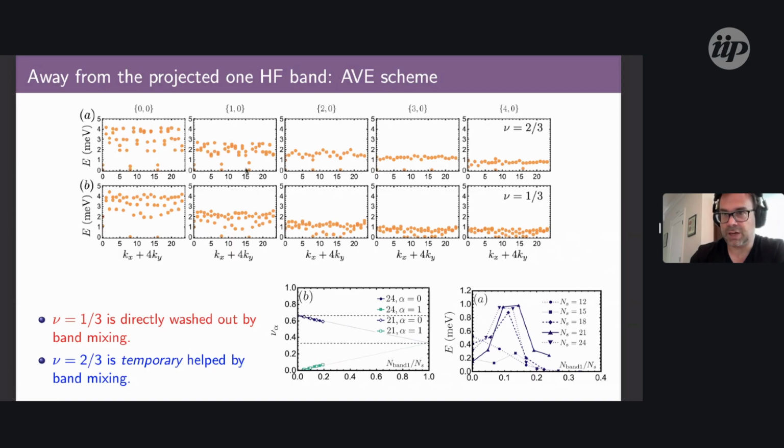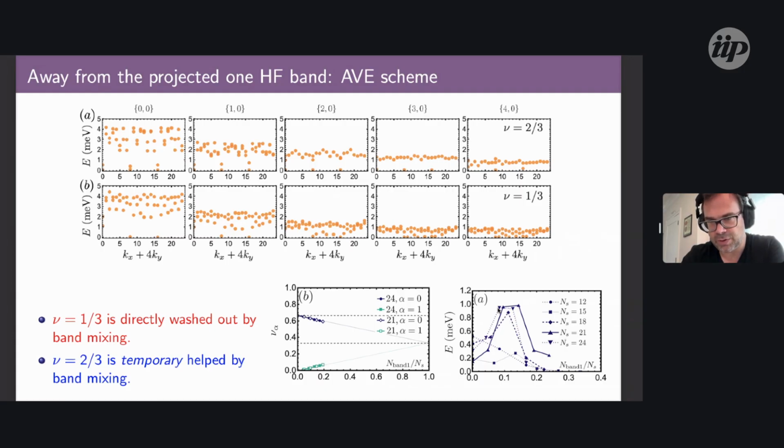Now we can do the same in the strong Moire regime using the average scheme for the interaction. So the top part here, you have what's going on at 2/3. And you see that at the beginning, the FCI is not great if you have a strong Moire. This will be improved when you increase the band mixing, but at some point it will die out. For 1/3, the situation is even worse because the FCI is quickly killed under band mixing.